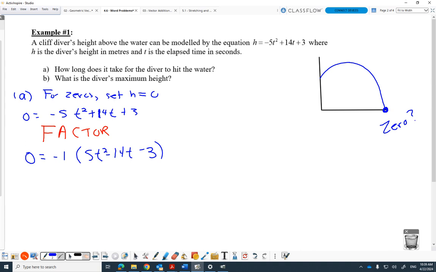Does it have a common factor? Is there a number that divides into 5 and into 14 and into 3? No. Does it have 2 terms? No. Does it have 3 terms? Yes. Is it simple or is it complex? Complex because that's a 5 out there. So now we're back to decomp. Here comes decomp. AC will be -15. 2 numbers that multiply to -15 but add to -14.